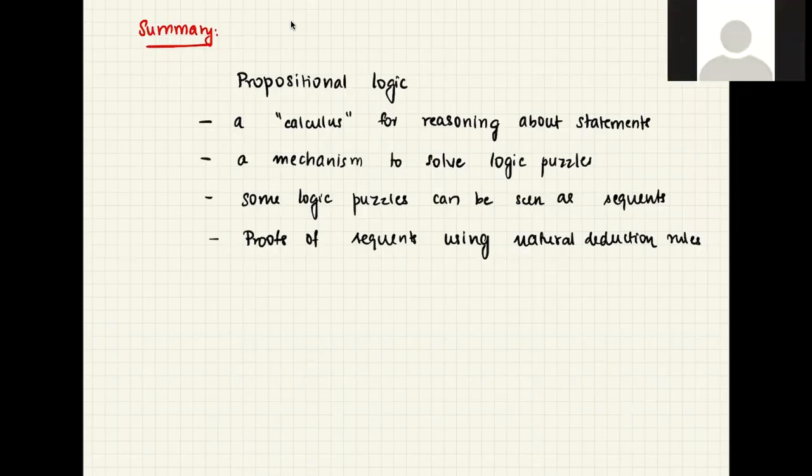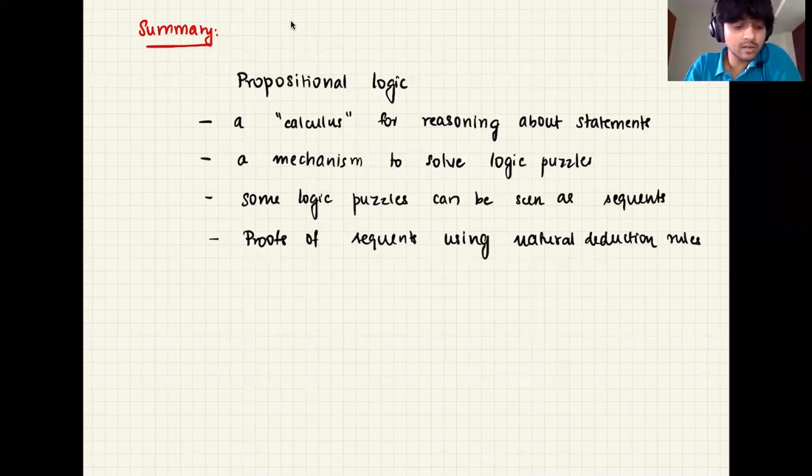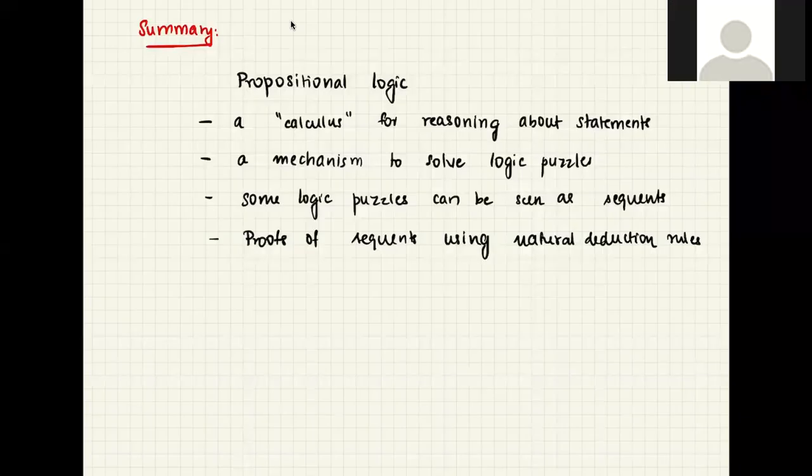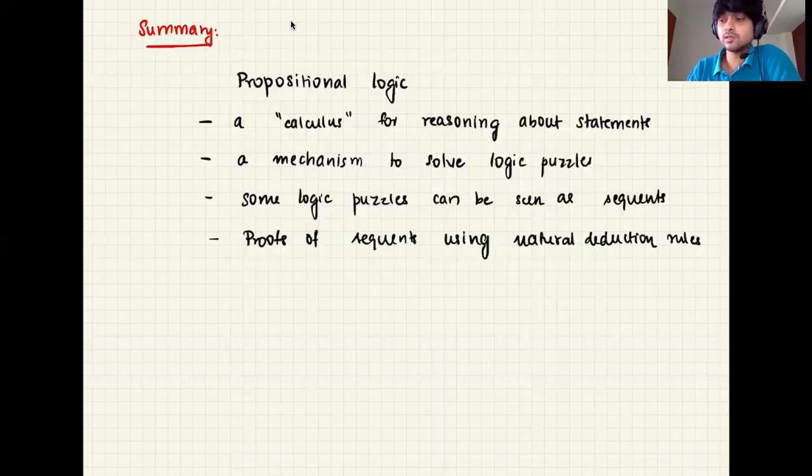Now that we have proved the sequent using natural deduction rules, the Boolean puzzles and such things that we did in the previous classes, we did not use natural deduction rules to prove them. Can we use natural deduction rules to solve such puzzles in the exam? Yes, you can do that. It is up to you. You can either give a direct proof, or write a sequent from it and then derive the sequent.